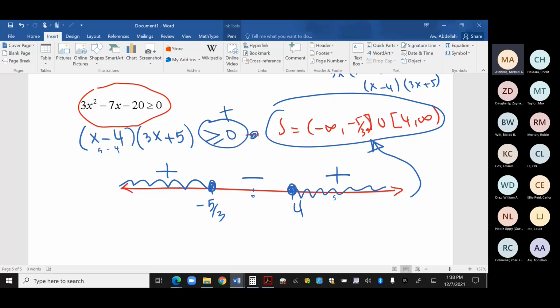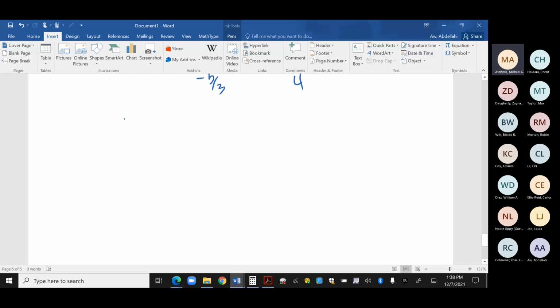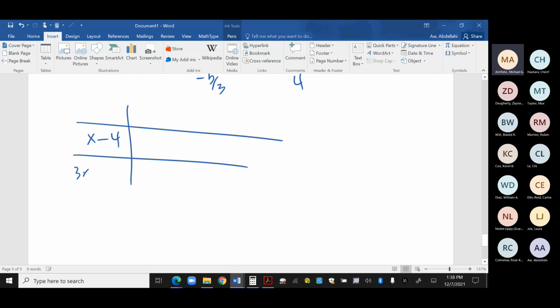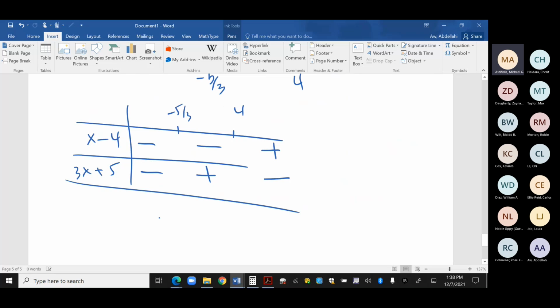I agree with that. Some people present a table like this. They put x minus 4, they put 3x plus 5, etc. This is like negative 5/3. This is 4. They say this is minus, plus. This is minus, plus, minus. And then they say, okay, this is plus, minus, plus, etc. You see, and then this is the solution.